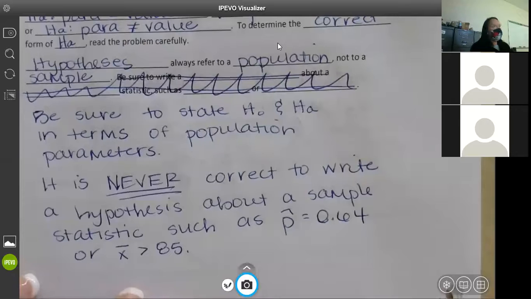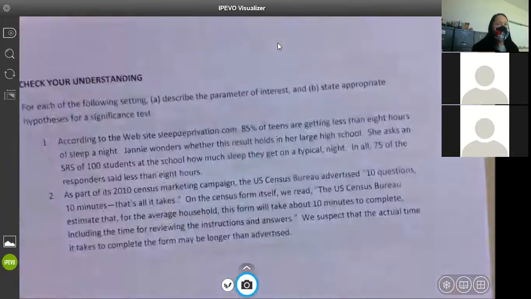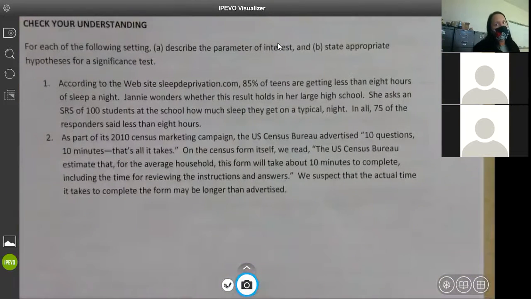Give me just a second. All right. So check your understanding. We're going to be describing the parameter of interest. So just define it and then state appropriate hypotheses for a significance test. So according to the website sleepdeprivation.com, 85% of teens are getting less than 8 hours of sleep at night. Janie wonders whether this result holds in her large high school. She asked an SRS of 100 students at the school how much sleep they get on a typical night. In all, 75 of the responders said less than 8 hours.